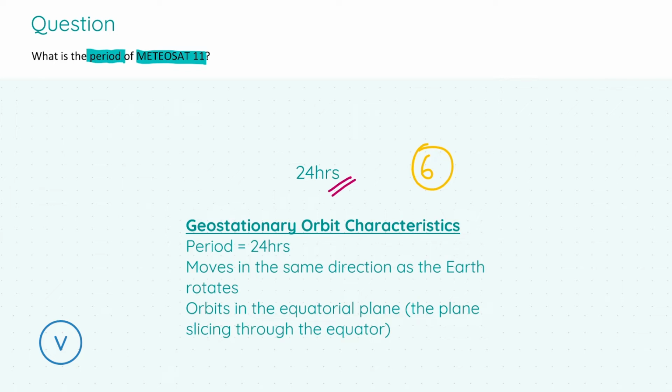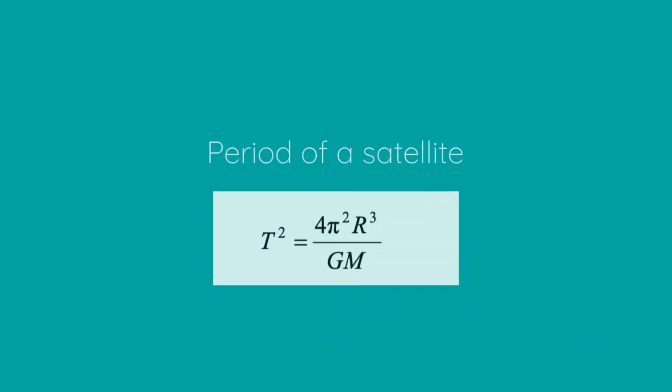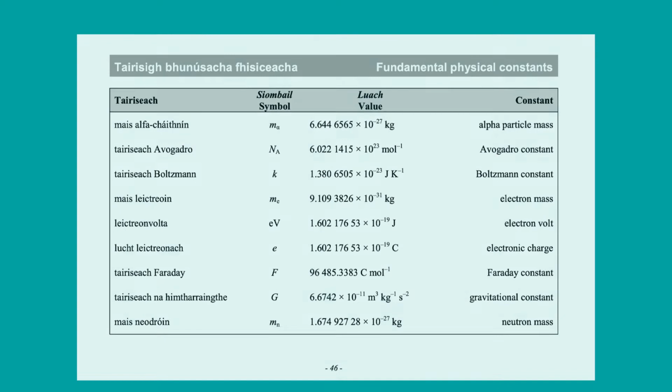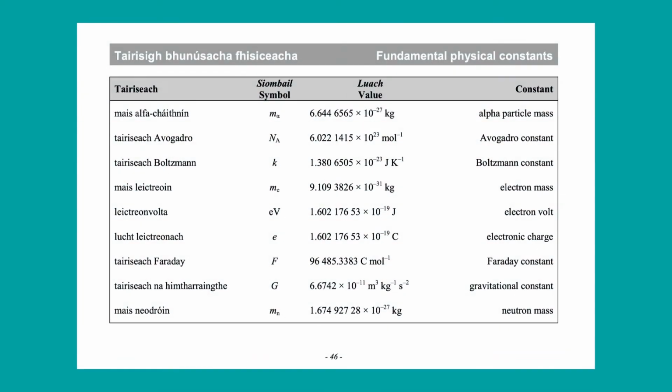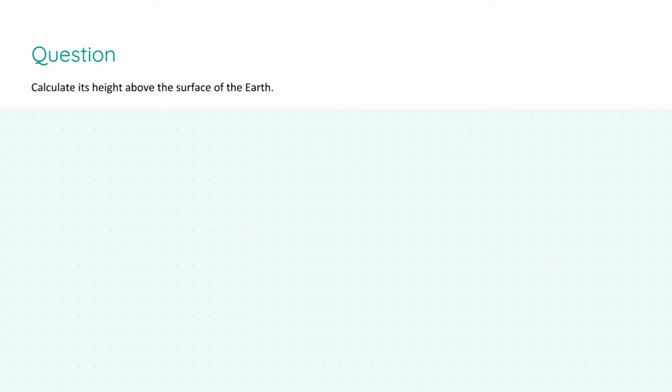Okay, so before we move on to the next part of our question, I just want to draw your attention to a couple of pages in the Formulae and Tables book. The first being page 56, where we're going to be looking at the period of a satellite formula. And the next being page 46, where we're going to be looking at the gravitational constant, capital G. And the question asks us to calculate the satellite's height above the surface of the Earth.